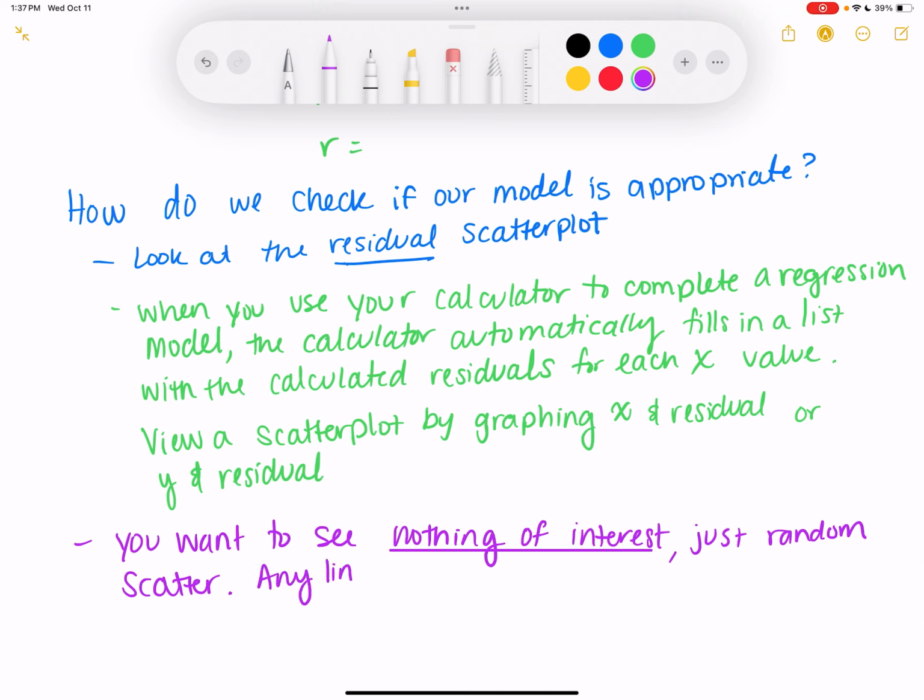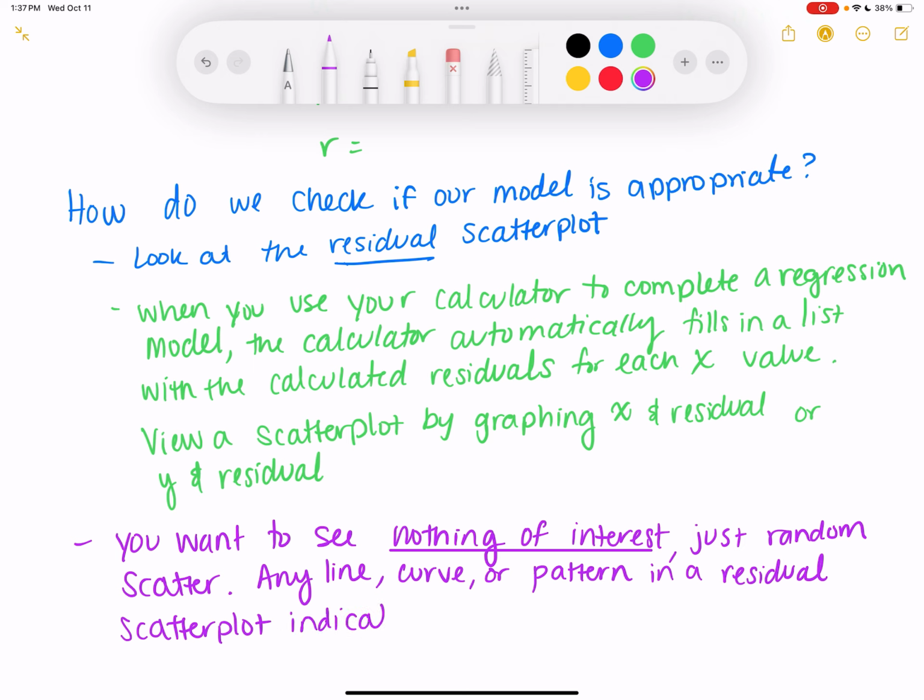Any line, curve, or pattern in a residual scatter plot indicates your linear model is not appropriate.